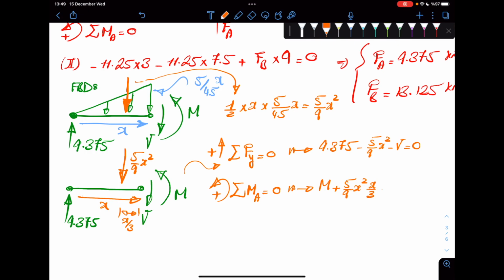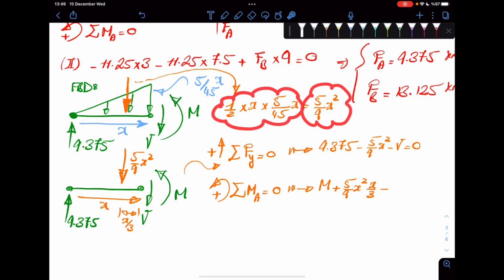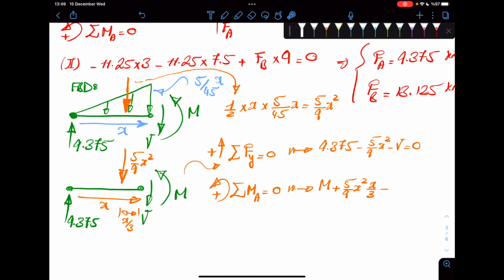Is it 5/9 distance or 1/80? Can you check it? The orange equation, the first orange equation. It's coming from this, right? Yes. So 5 times x divided by 2 times 4.5. It's 5 over 9x squared. Is that all right? I thought it was 45. Okay.